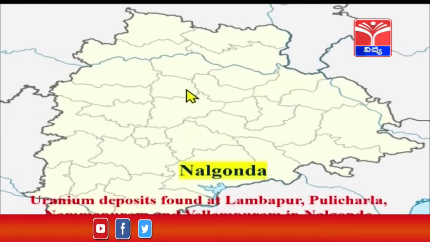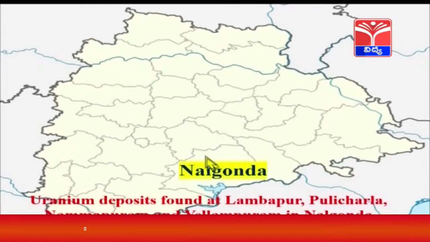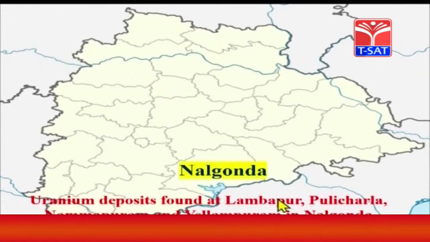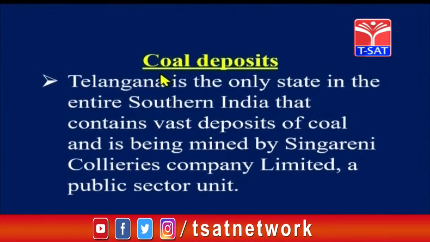Children, about uranium let us discuss now. It is found in Nalgonda district only. Uranium deposits are found at Lambapur, Pulicharla, Nammapuram and Yellampuram in Nalgonda district. Here it is found. Children, now let us learn about coal deposits.